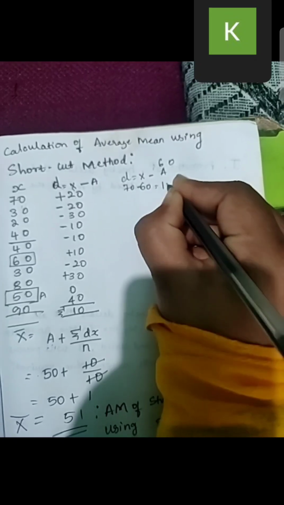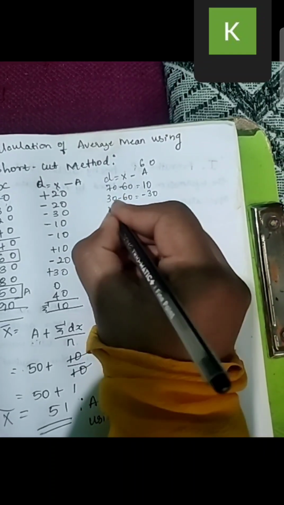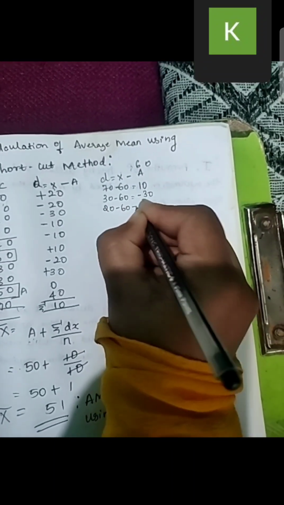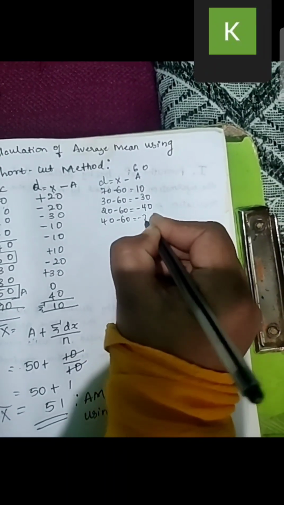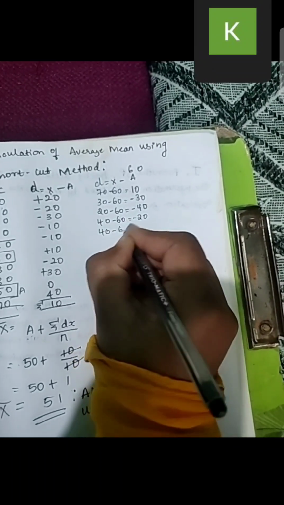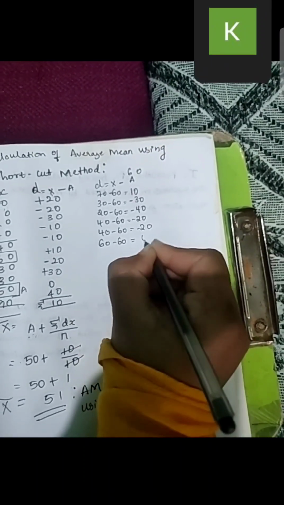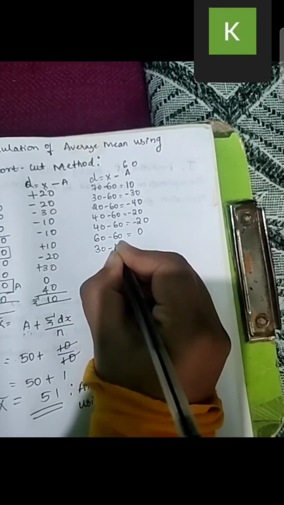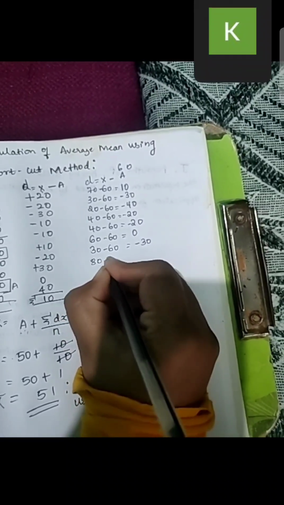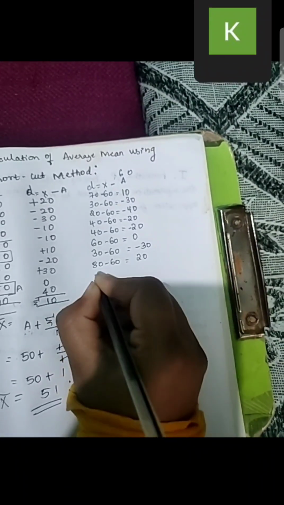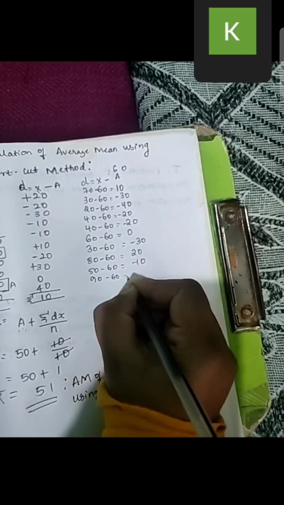10. 30 minus 60 is minus 30. 20 minus 60 is minus 40. 40 minus 60 is minus 20. 60 minus 60 is equal to 0. 30 minus 60 is equal to minus 30. 80 minus 60 is equal to 20. 50 minus 60 is equal to minus 10. 90 minus 60 is equal to 30.